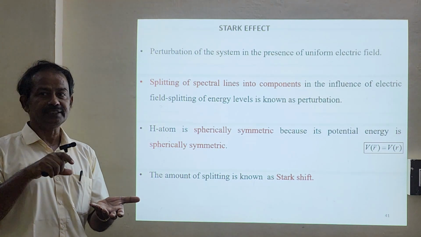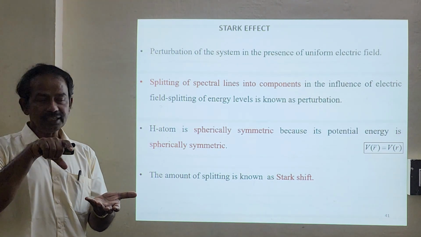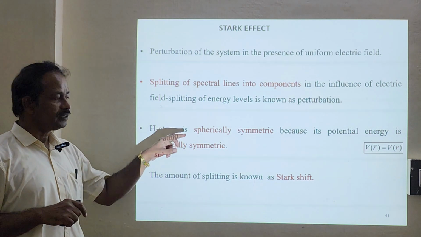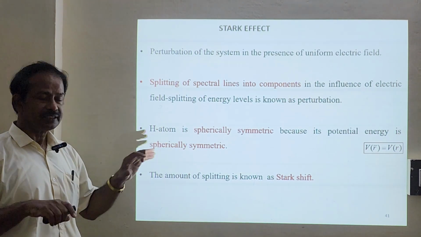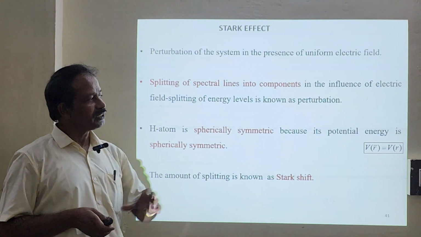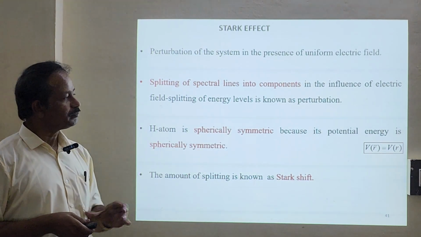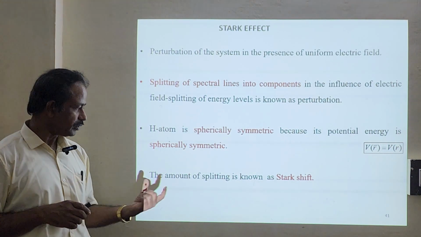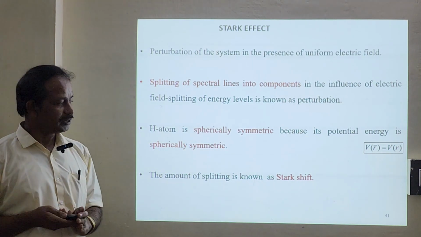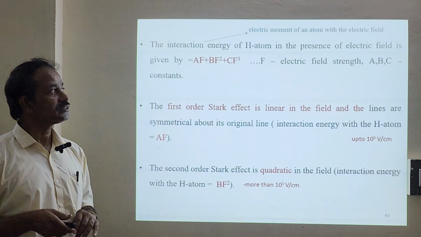The electric field interacts with the hydrogen atom. The hydrogen atom is spherically symmetric because the potential energy that we consider is spherically symmetric. The expression for spherical symmetry will be V of r vector equals V of r. The amount of splitting is nothing but the Stark shift.